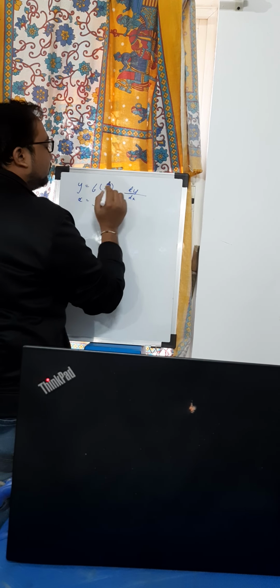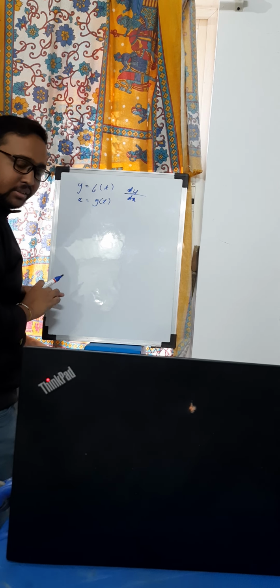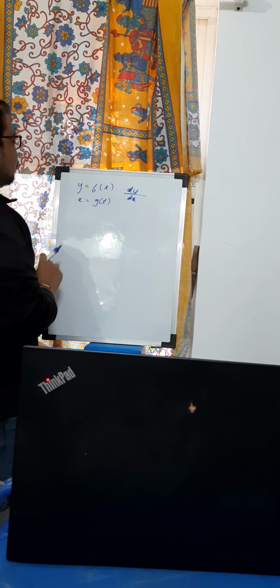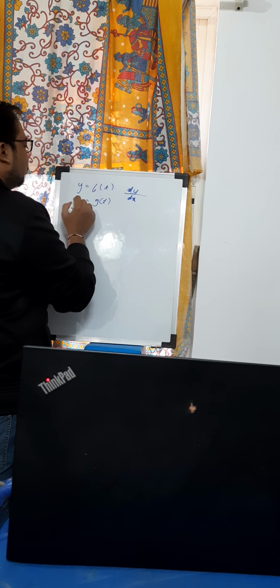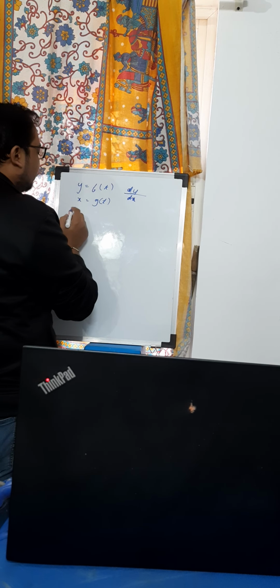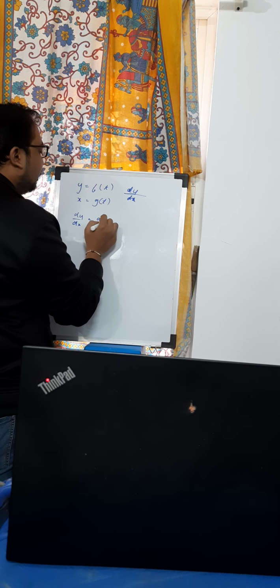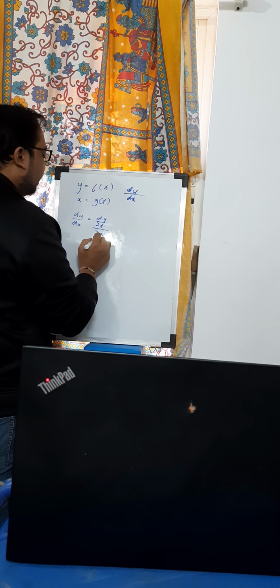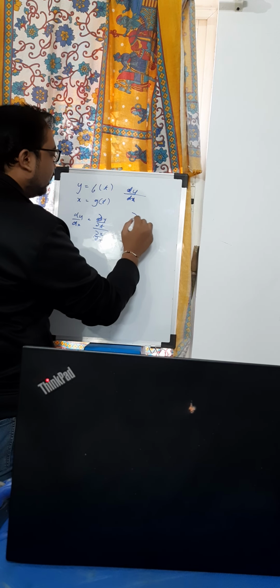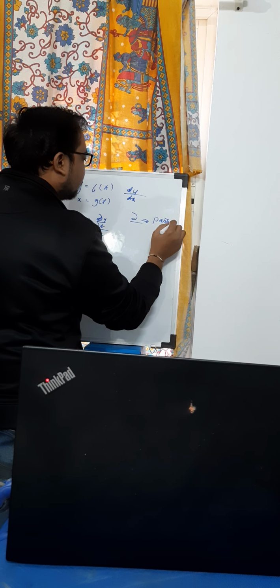So you have to basically find dy by dx, correct? Yes, sir. Okay, so now how do we find it? They have written a theorem: dy by dx is equal to dy by dt upon dx by dt. So this small d is actually a symbol for partial differentiation.